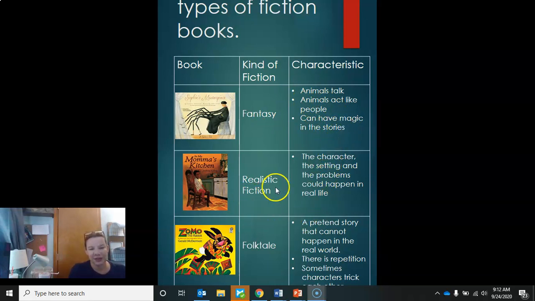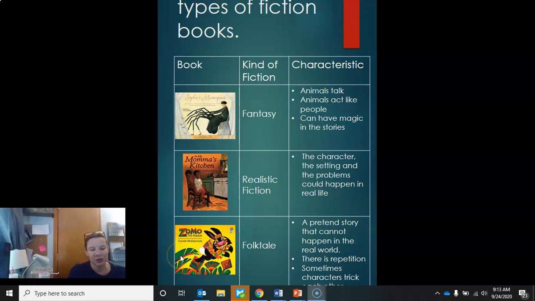The next one is realistic fiction. So we've read a lot of realistic fiction. The books that we've read this week are realistic fiction. In My Mama's Kitchen is a realistic fiction. So the characters and the settings and the problems could all happen in real life. We could all run into these problems in real life. Like in Thunder Cake. We could be scared of thunder, and then our parents or grandparents could help us to feel better about it. So that's realistic fiction. The main word to look at is real. Realistic fiction, right?